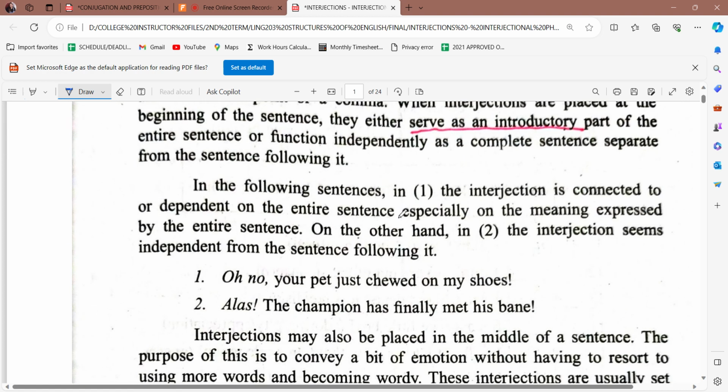So in the following sentences, in the first, the interjection is connected or dependent on the entire sentence, especially on the meaning expressed by the entire sentence. On the other hand, in the second, the interjection seems independent from the following sentence. So, this one is dependent on the entire sentence: Oh no, your pet just chewed on my shoes. While the second one is independent. You can just say, alas. Alas, the champion has finally met his bait.